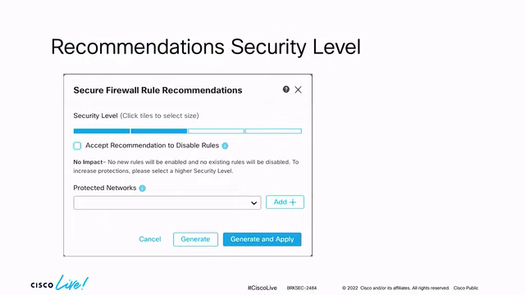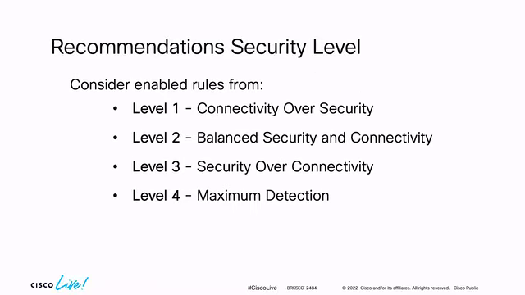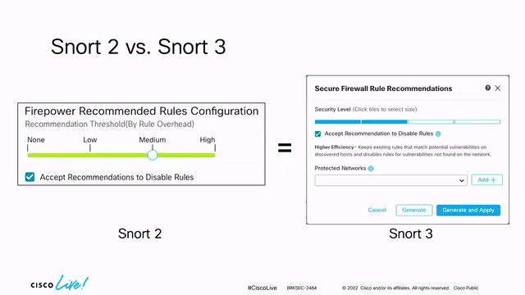So when you click that button, either place, you get this dialog. Again, this is why security levels are important. You're going to see them pop up all over the place. So we all know what those are now, right? So what you're going to do is pick the security level. You have the option to accept recommendations to disable rules, and then protected networks. We already know what security levels are, right? And those are the same thing. They map directly to the policies.